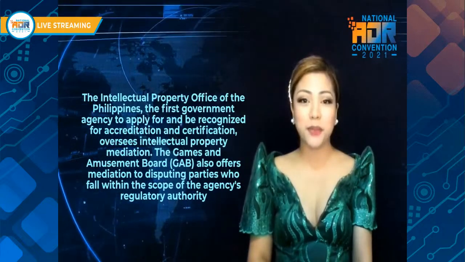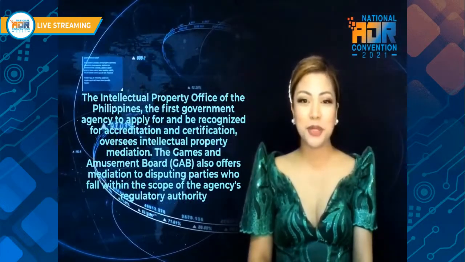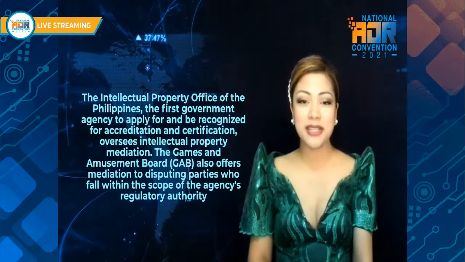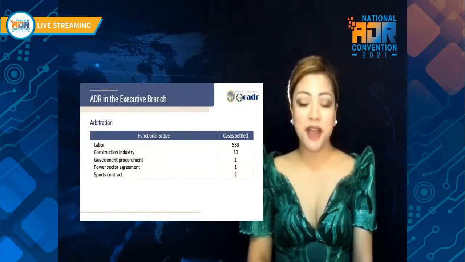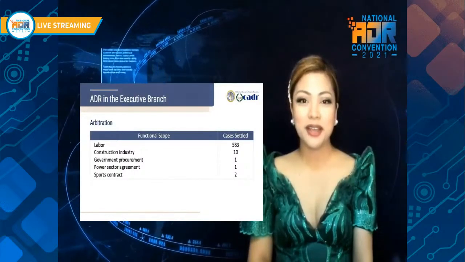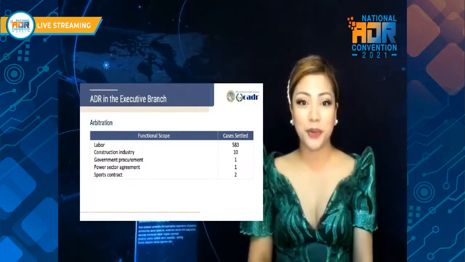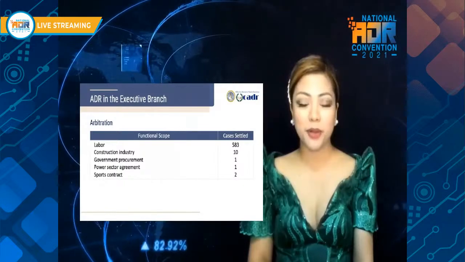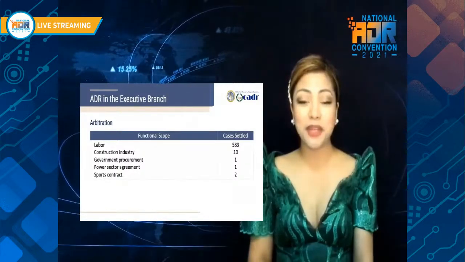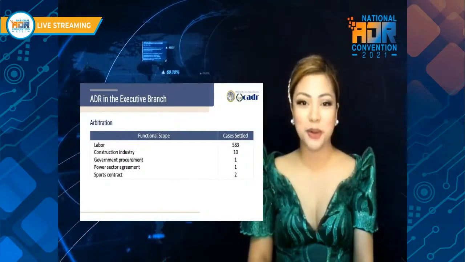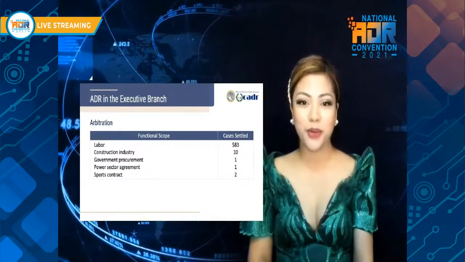The Games and Amusement Board also offers mediation to disputing parties who fall within the scope of the agency's regulatory authority. In terms of arbitration, reported data reflects that a total of 597 cases were resolved in the areas of labor, construction, government procurement, power, and sports. These numbers were provided by the Department of Labor and Employment, Construction Industry Arbitration Commission, Department of Budget and Management Procurement Service, Power Sector Assets and Liabilities Management Corporation, and the Games and Amusement Board.